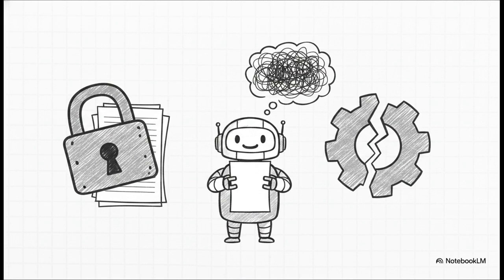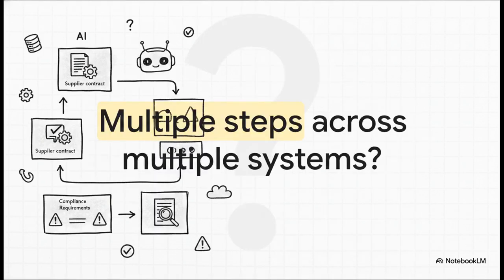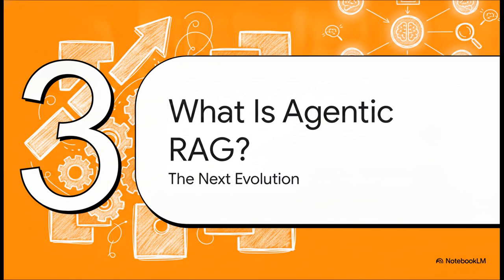It lacks the deep reasoning capabilities needed to compare conflicting documents, and crucially, this is the big one, it cannot execute actions. It just hands you a basic answer based on the very first thing it found. Which brings us to a really critical question. But what if the answer requires multiple steps across multiple systems? What if you need the AI to, say, compare a current supplier contract with new compliance requirements and then actively identify the risks? A single one-and-done retrieval step just isn't going to cut it for that kind of complex workflow. And that is exactly where our solution comes in.